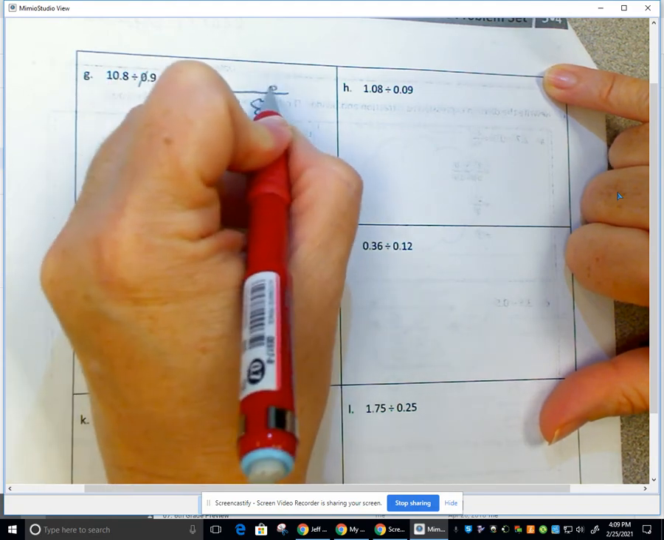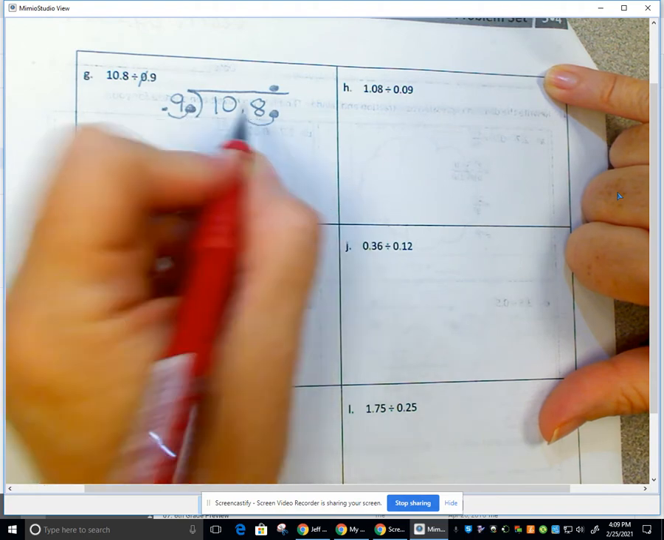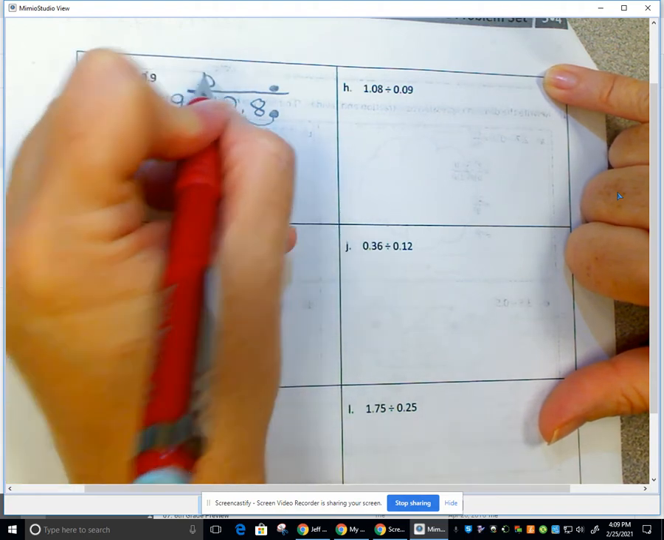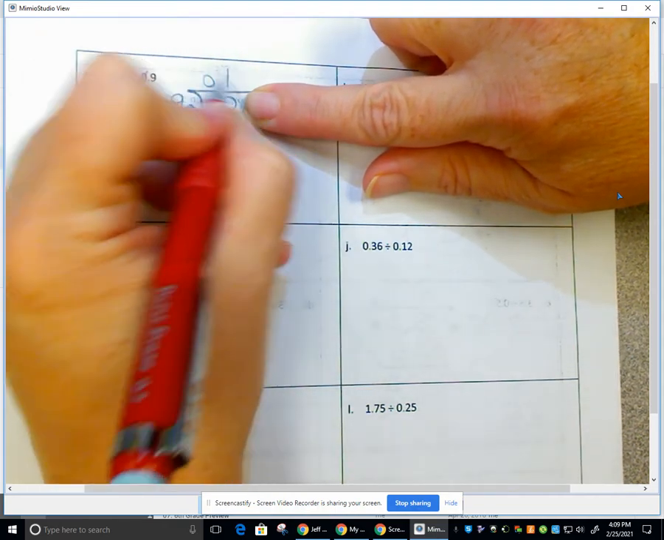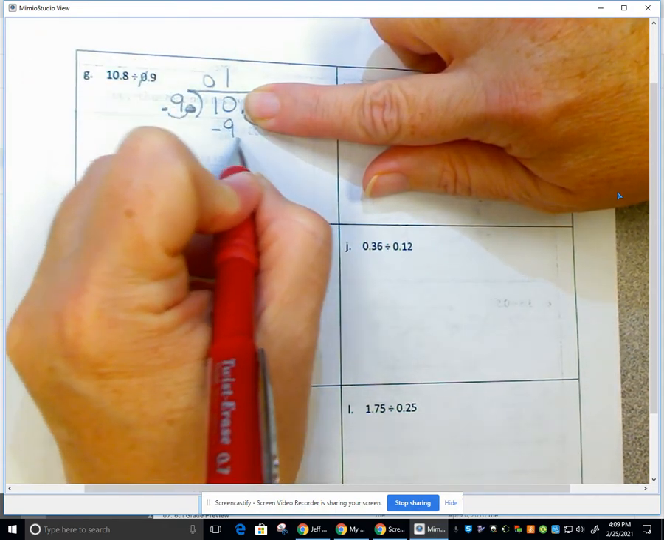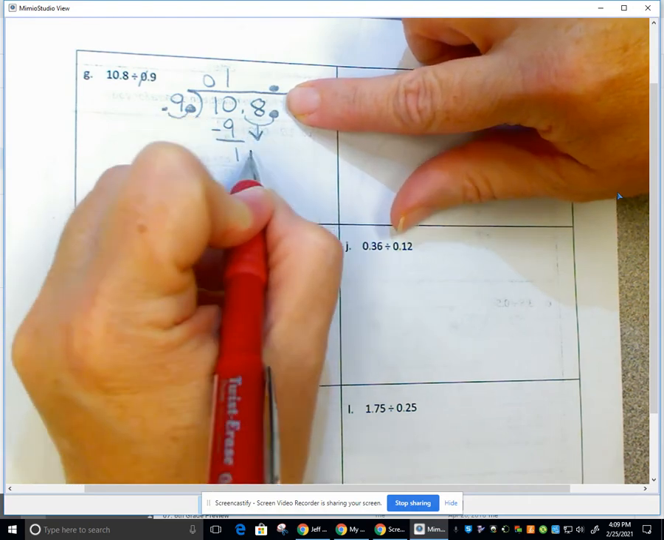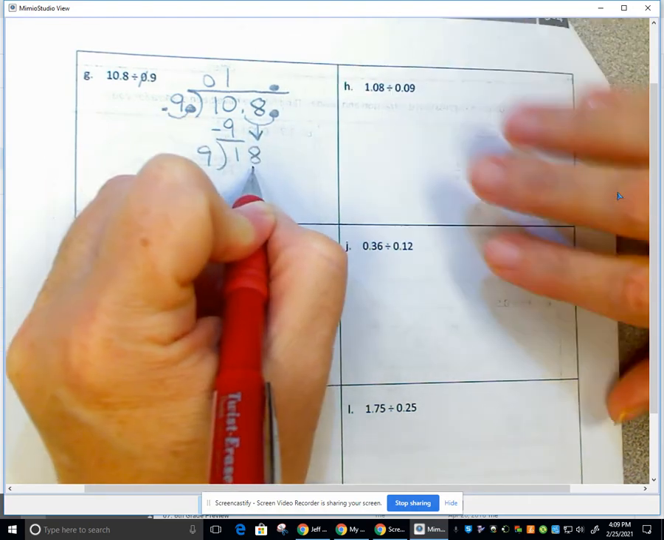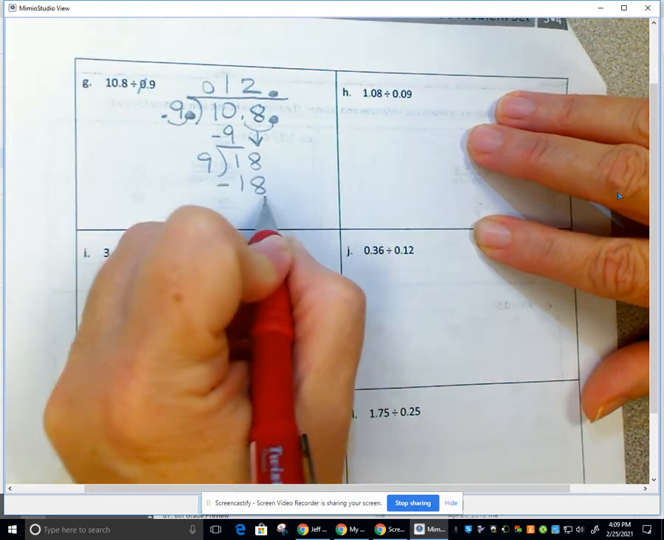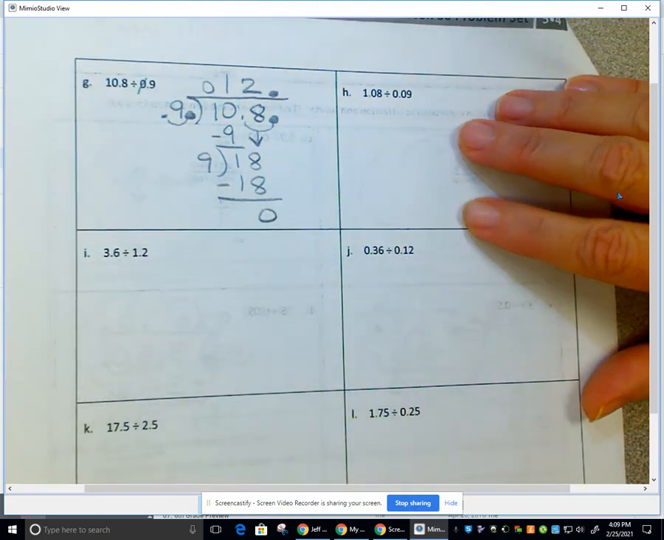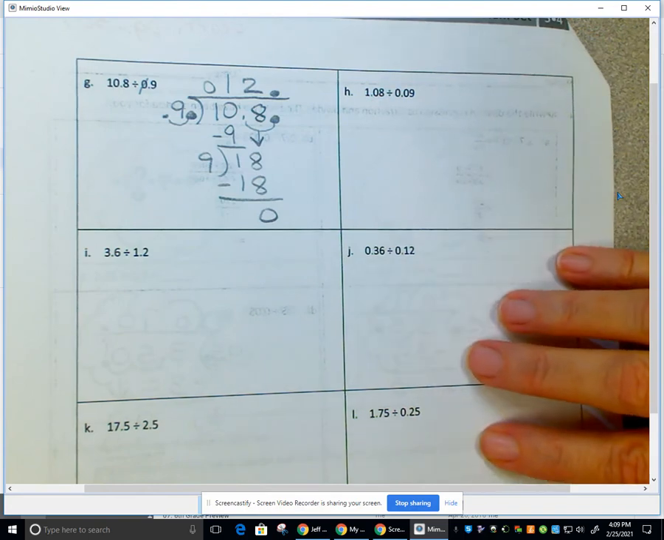Bring it up. Now we're going to divide 9 into 108. 9 won't go into 1, but it will go into 10 one time. 1 times 9 is 9. Subtract, 1. Bring down the 8. 9 will go into 18. 2 times 9 is 18. Subtract, 0. The answer is 12.